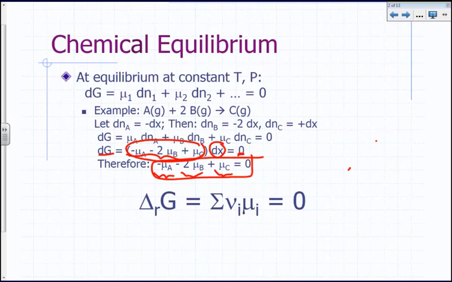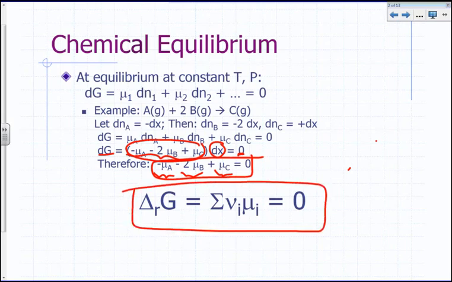In general, we can generalize this for any reaction using this expression right here. This is the sum of nu sub i times the chemical potential of species i, over all the possible species involved in the reaction, and it must be equal to 0. What is nu sub i here? That's the stoichiometric coefficient for species i.